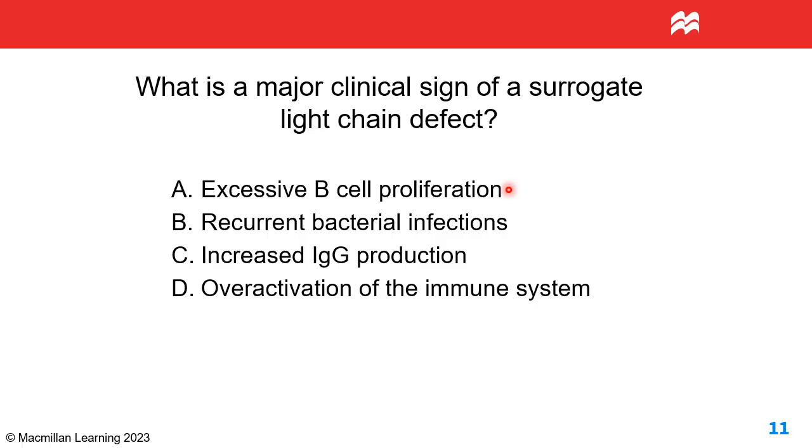Somebody answered here, excessive B cell proliferation. Not really, because this is the first checkpoint to see if the cell is going to be allowed to survive or not. If your heavy chain is found to be non-functional because your surrogate light chain is testing it, the cell is going to try with the other gene and then it's going to die. It's going to undergo apoptosis.